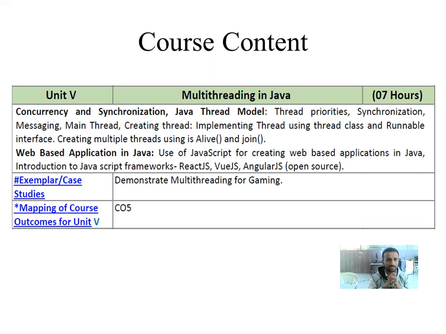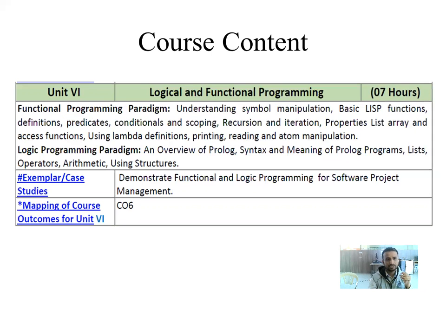So we can just go through this case study also to understand the multi-threading concept in Java practically. The next 6th unit is logical and functional programming. So functional programming paradigms and logical programming paradigms.